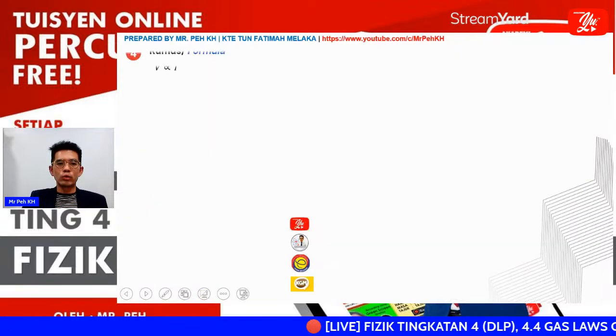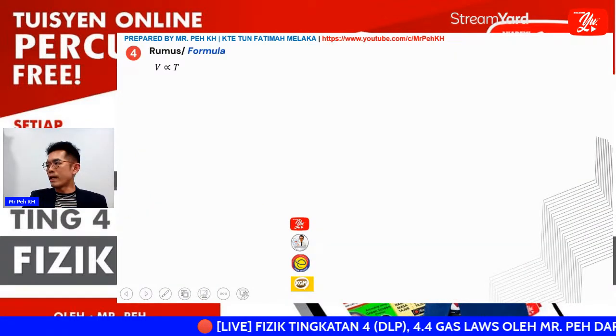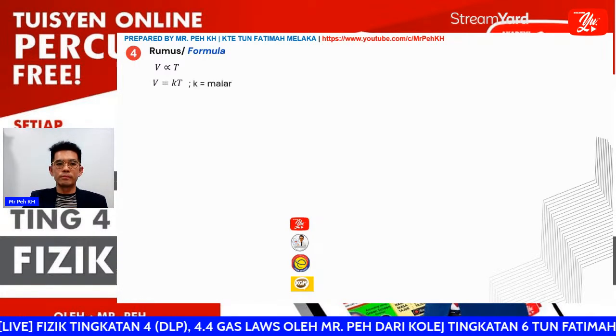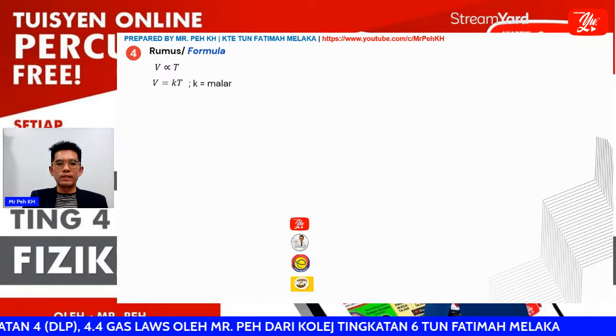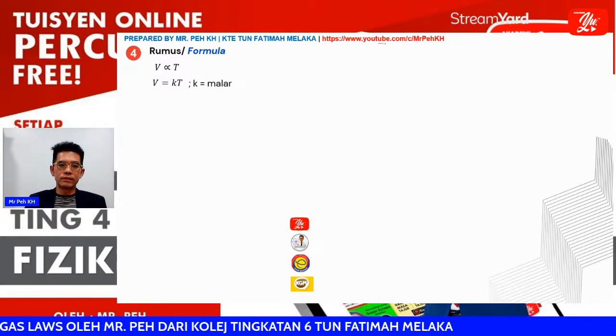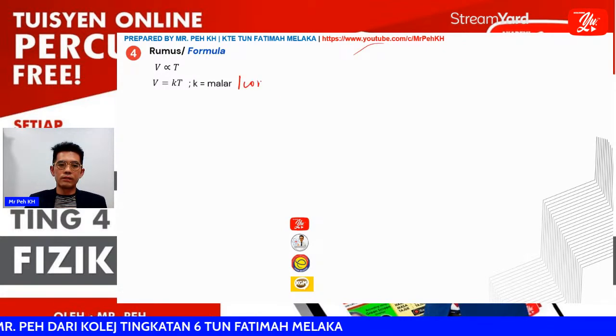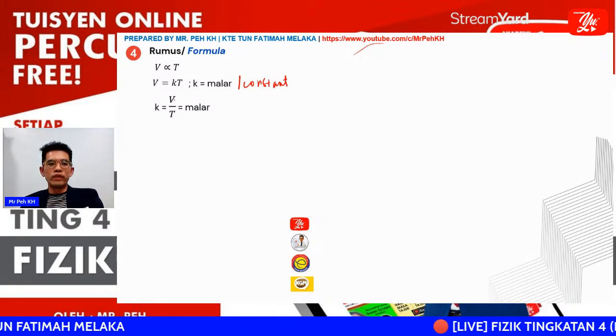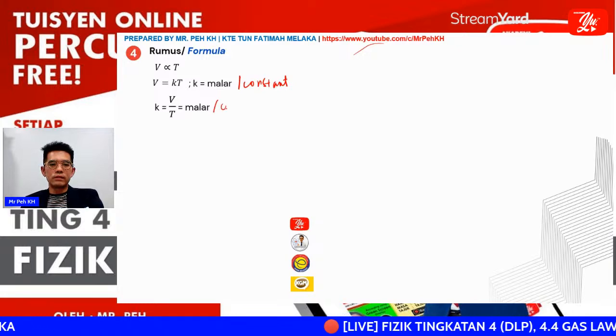Okay, so now let us go to the formula we are going to apply in this section. Second law, Charles' law here. Okay, so V equal to KT. So K will be constant. Okay, so we get V over T equal to constant.